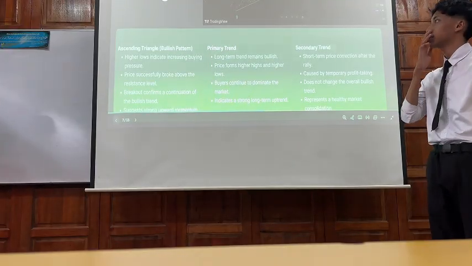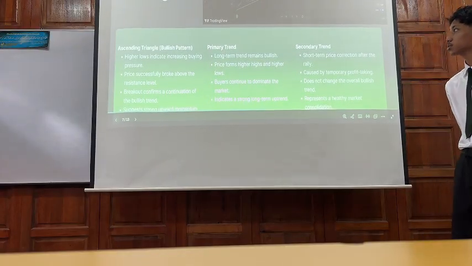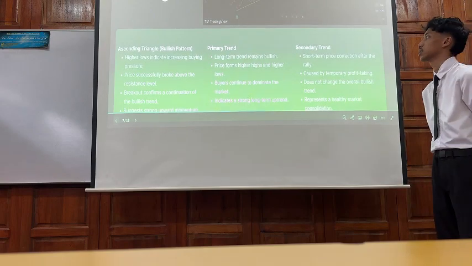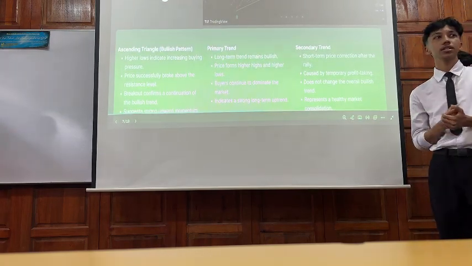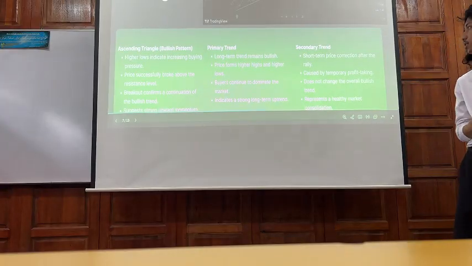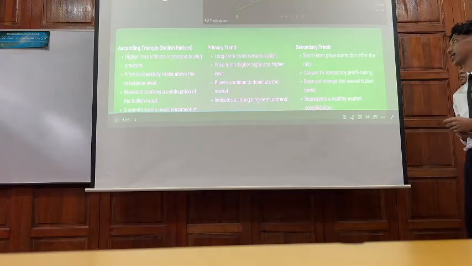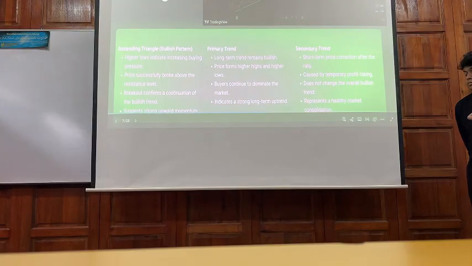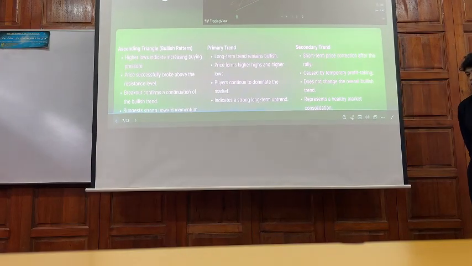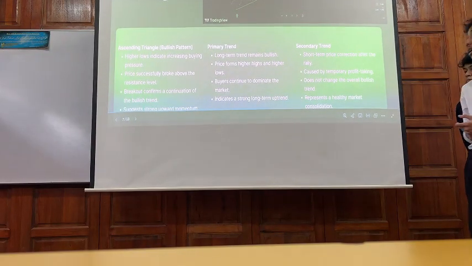The first one is the primary trend. Our primary trend is currently bullish, in that it forms a higher high and higher low. This shows that the buyers are continuing to dominate the market. And the next one is the secondary trend. The secondary trend is a short-term price correction after the rally. It is caused by profit taking, and it makes the current market price go down.